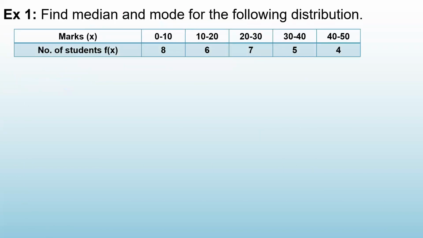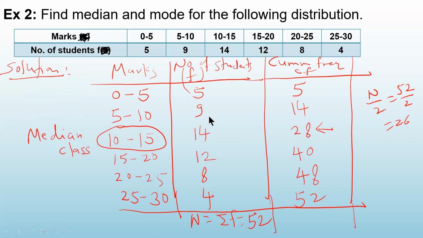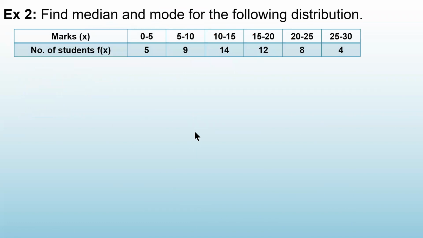Wait a minute. So it is 10 to 15. Median class is 10 to 15. So what is the value of L1? L1 means lower boundary, so that is 10. What is L2? It is the upper boundary, that is 15. What is F? F means frequency of this class. What is the frequency of this class? 14. So F is 14.